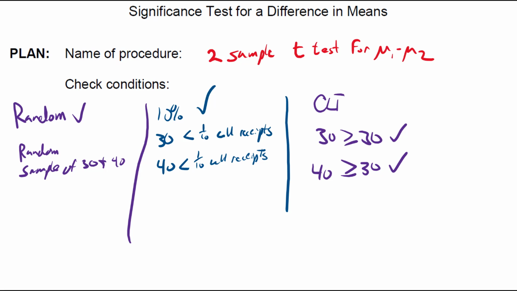We don't have to worry about drawing out any type of sample data as far as our numbers and making a dot plot or histogram or anything like that. These check off with being greater than or equal to 30, so we're all good. So that takes care of our plan. Again, you name the procedure and then you check off your three conditions.